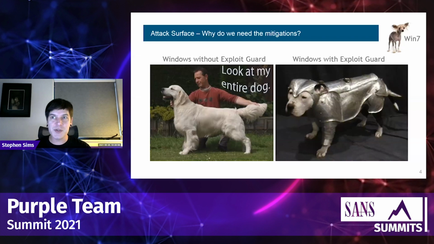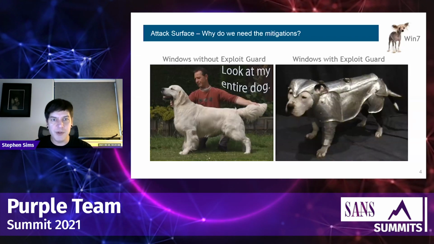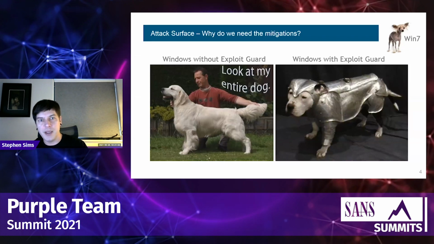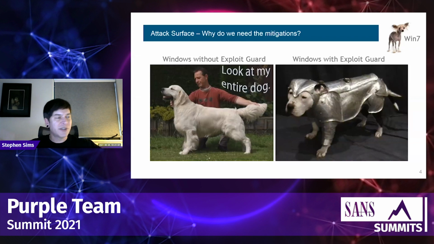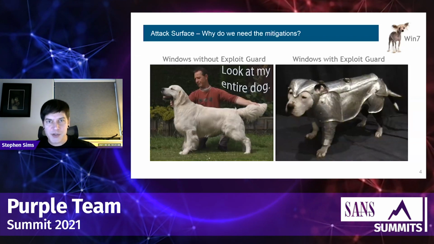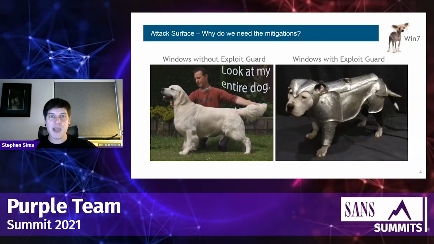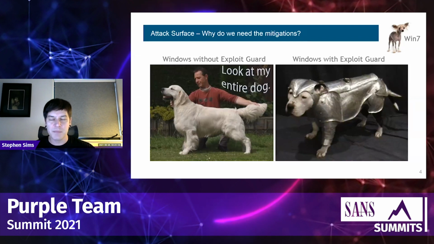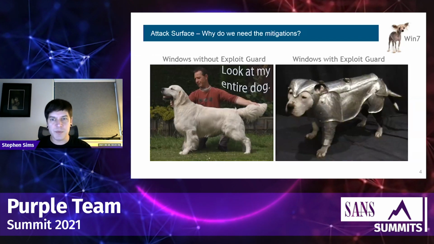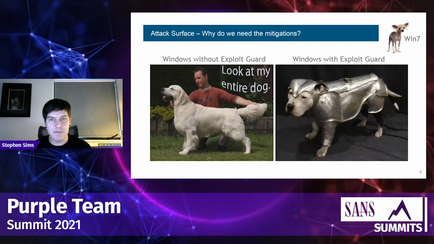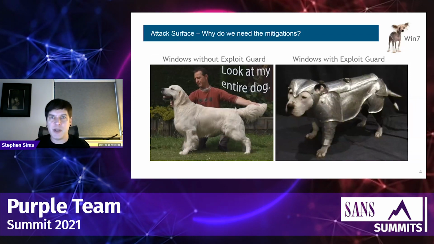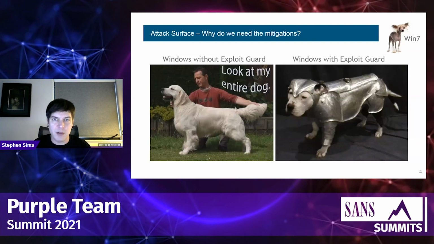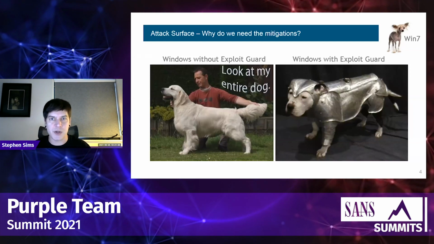And it actually does serve a purpose here, not just being funny. You can see on the left, it says Windows without exploit guard. And there's that guy, I'm assuming it's a dog show person, and it says, look at my entire dog. The attack surface on that dog is massive, right? There's nothing protecting the dog. On the right, it says Windows with exploit guard, and clearly that is a heavily armored dog. So there's still a little bit of an attack surface, but it's much, much smaller.